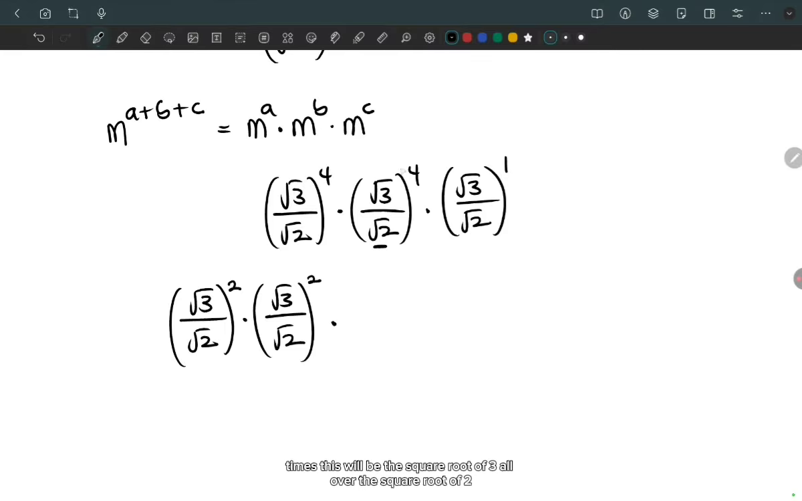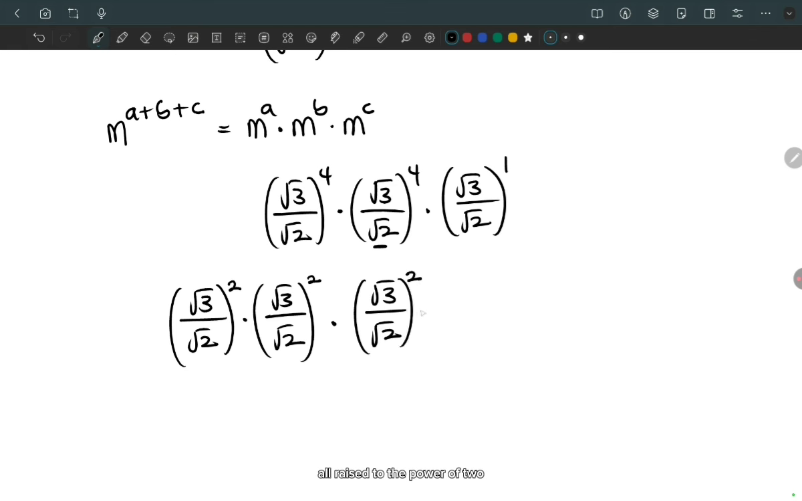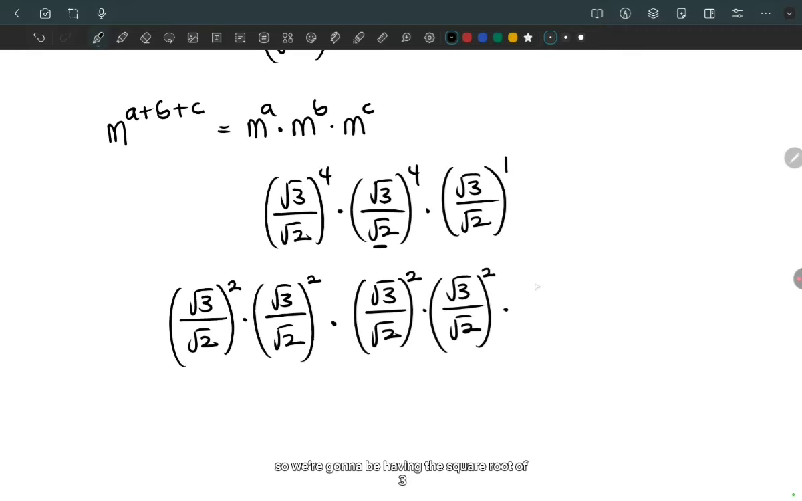So times, this will be the square root of 3 all over the square root of 2, all raised to the power of 2, times the square root of 3 all over the square root of 2, all raised to the power of 2. Now we have a power of 1 here, which makes no difference. So we're going to be having the square root of 3 all over the square root of 2.